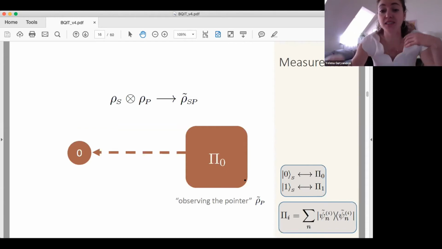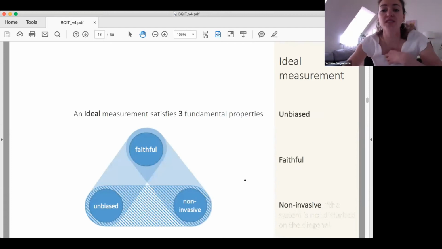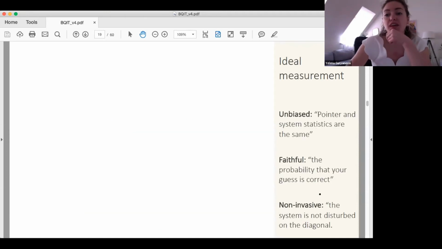In the ideal case, what we want to do is impose a few more constraints mathematically. So we say that an ideal measurement satisfies 3 fundamental properties. These are those of being unbiased, faithful, and non-invasive, which I'll explain now. The idea of being unbiased is that the pointer and the system statistics are the same. So if you have a system which is in a mixed state, a quarter of the time up and 3/4 down, then your pointer better show you the same statistics when you measure over and over again.